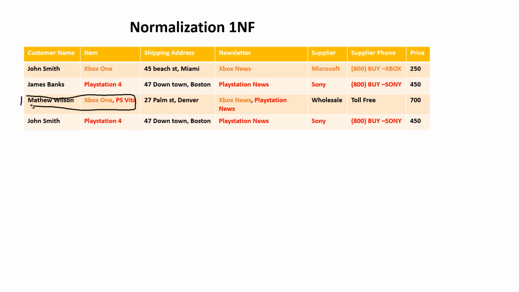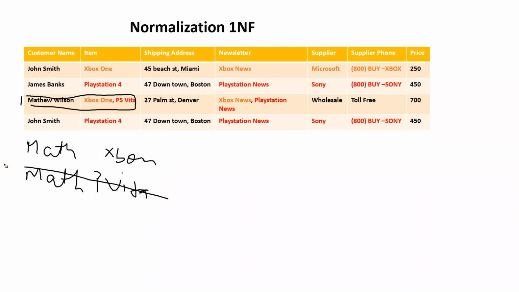So don't you think it will be a good idea to have two entries of Matthew, where I have Xbox One as one entry and PS Vita as the second entry? And suppose if Matthew returns PS Vita, we can delete this record rather than updating the existing record, right? That will be an easier way of achieving the same thing. Now, that is what normalization helps me to do. Normalization helps me make the table structure in a way that it will be easy for us to maintain, right?